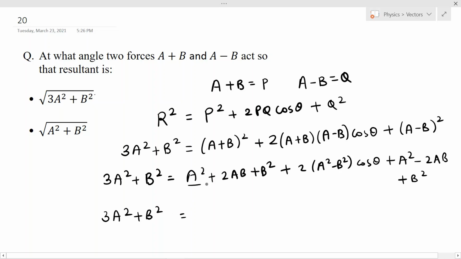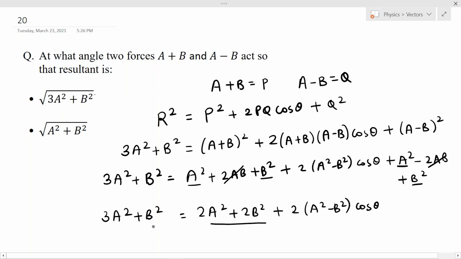So this A square plus this A square becomes 2A square, plus this B square plus this B square becomes 2B square, and this 2AB and this 2AB is subtracted and gets cancelled. So this becomes 2 times A square minus B square cos theta. So let me take this towards left. So this becomes A square minus B square is equal to 2 times A square minus B square into cos theta.